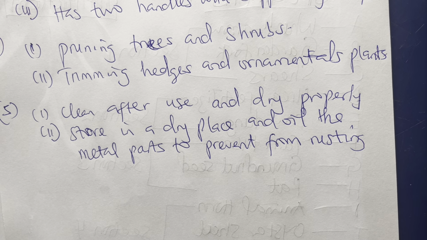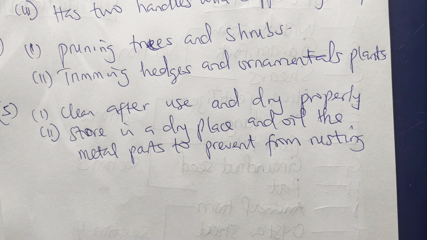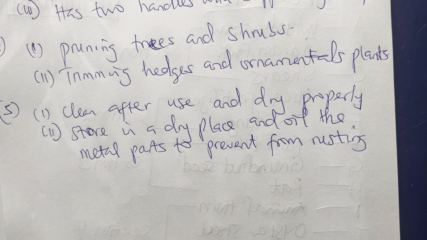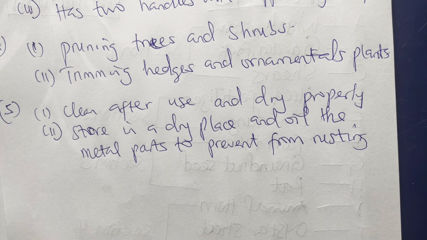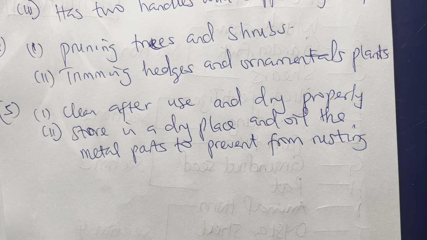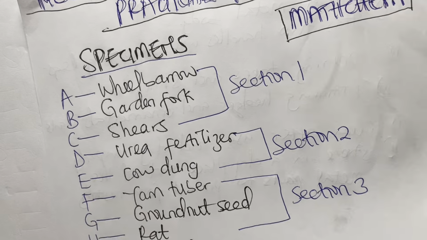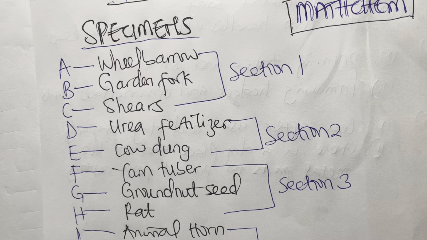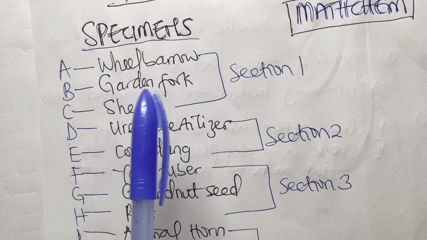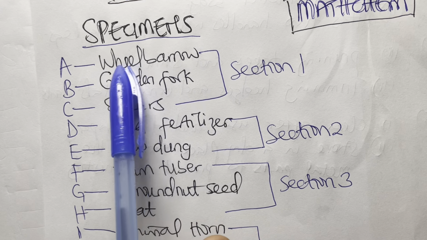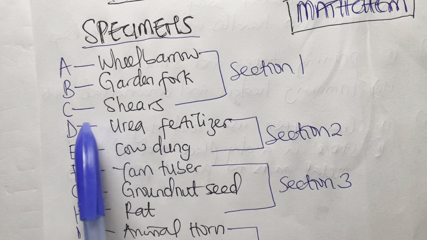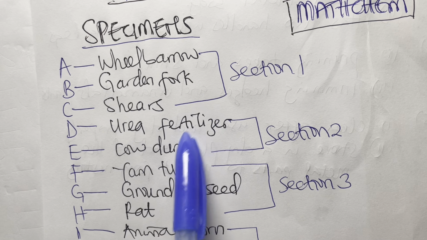All right. Now another thing they can ask you, based on this same section A, is that they can ask you to name one simple farm tool that can be used to achieve the same purpose of this specimen ABC. That's our section A, right? Or section 1. So look at this again. This is wheelbarrow, garden fork, and then shears. What other farm tools can replace this thing? What other farm tools can serve the function of this wheelbarrow? What other tools can serve the function of this garden fork? What other tools can serve the function of this shears?